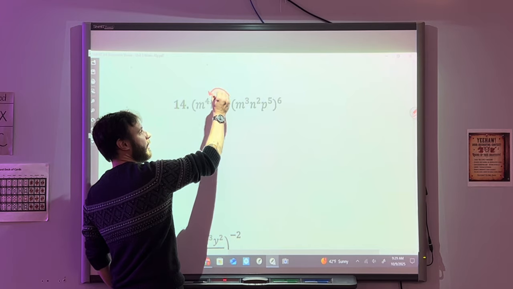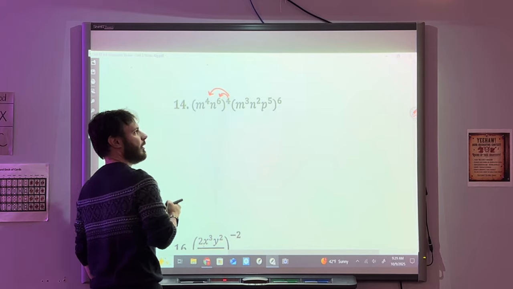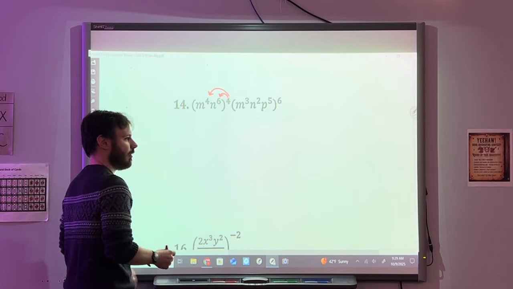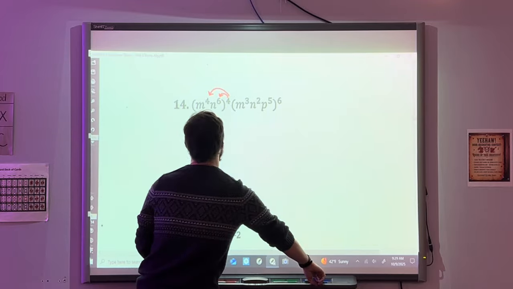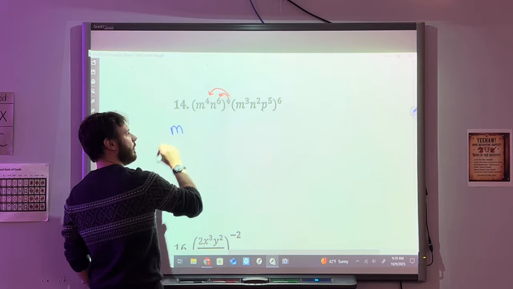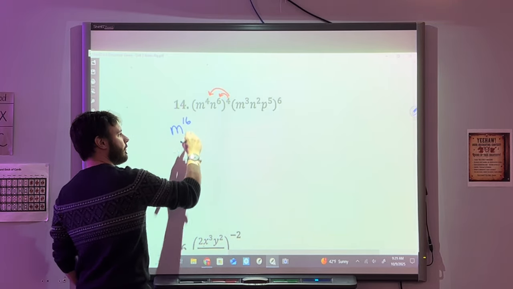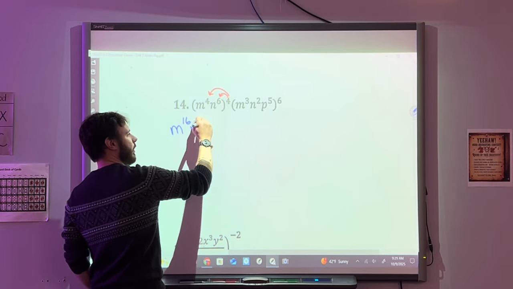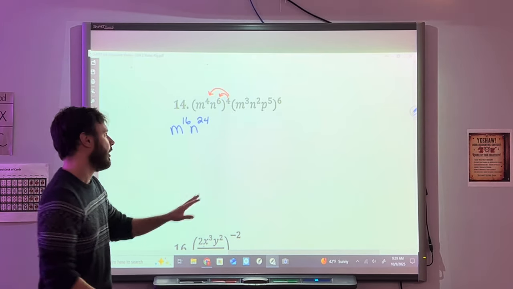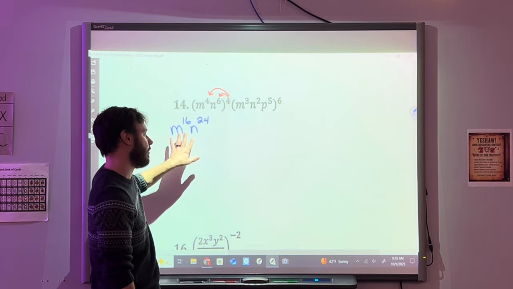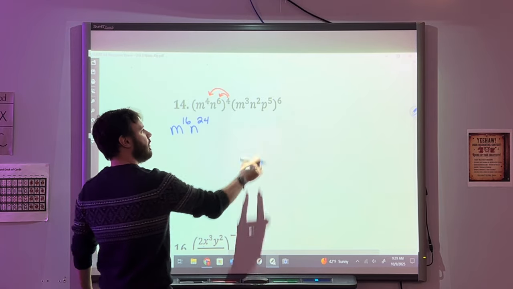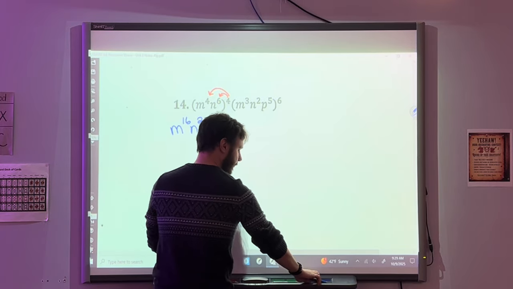I need to bring in the outside exponent and give it to everything on the inside. When this happens, I multiply them. So this is gonna look like m 4 times 4, 16, and 6 times 4, 24. Okay, so that is taken care of. This is as simplified as it gets right here. So this part's done.